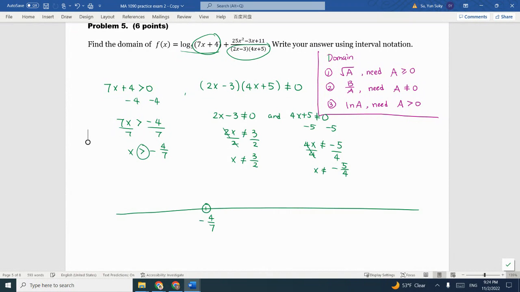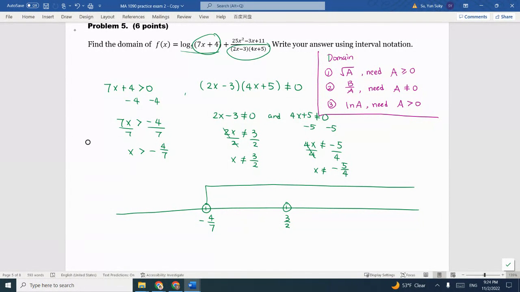Not include the endpoint, see? Greater than, not include the endpoint. We put an open circle at negative 4 over 7. And greater than, so on the right-hand side. Okay, x not equal to 3/2. 3/2 is bigger than negative 4 over 7. Not equal, so open circle.